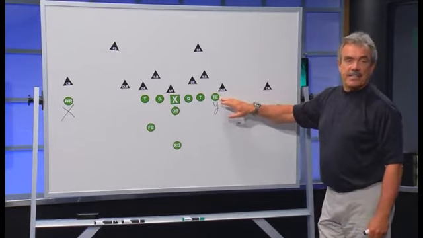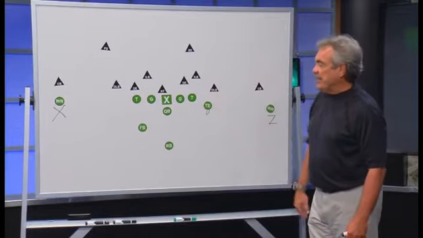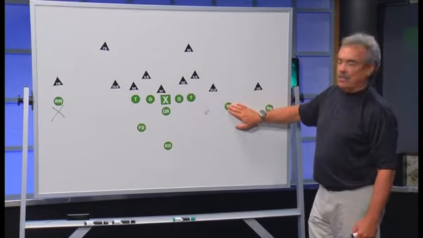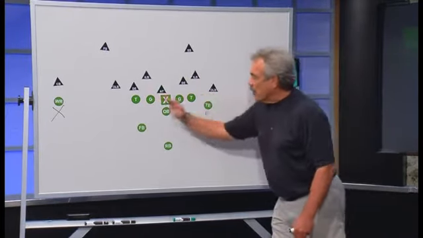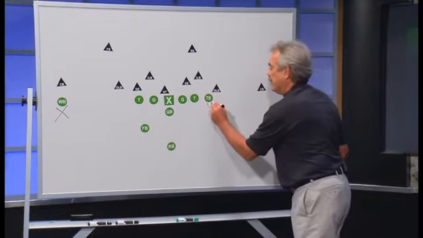In this classic, typical formation, he's in here, easy to see. If he shifts to here and goes in motion this way, he's still the Y. If he shifts to here and goes in motion that way, he's still the Y. He's the tight end. He's the Y receiver.